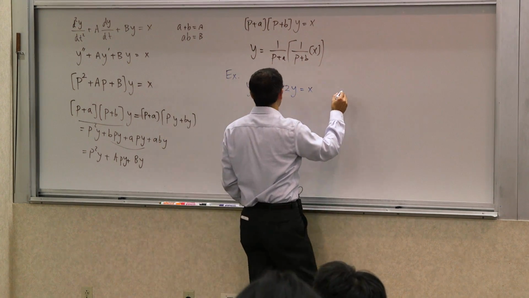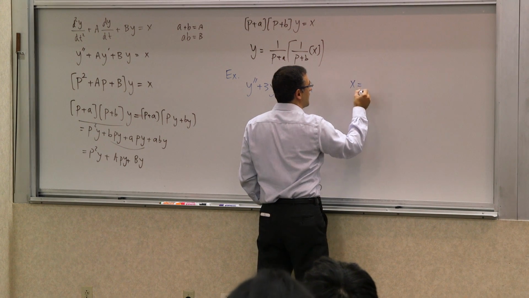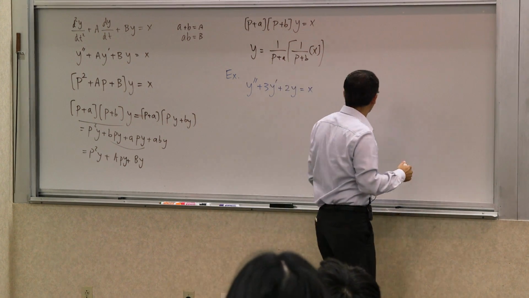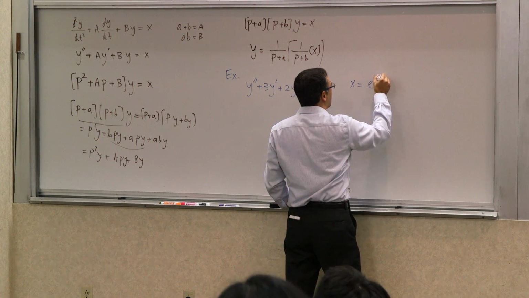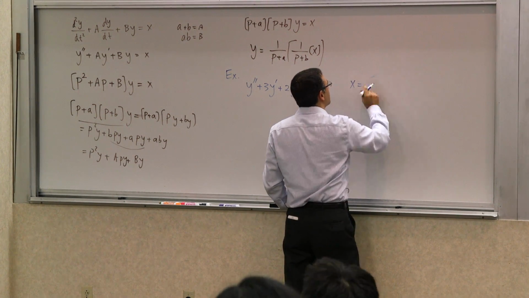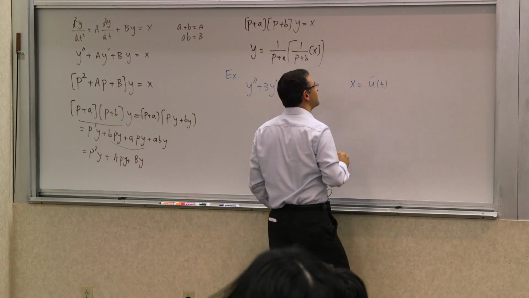And let's say x is, you can pick anything you want. Just like, e to the negative t. Let's start with something simple, then we'll do more complex ones. u of t.